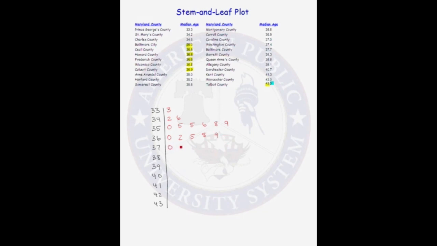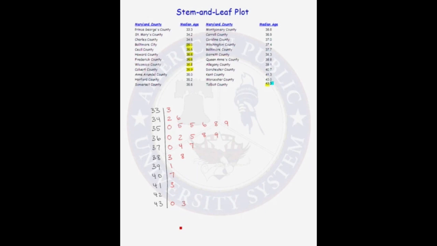We have a 37.0, 37.4, and a 37.7. 38.3, 38.8, 39.1, 40.7, 41.3. We do not have any median ages that begin with the stem of 42, so we just leave the leaf part that has a stem of 42 blank. Then we have a 43.0 and a 43.3. All of our data values have been plotted.